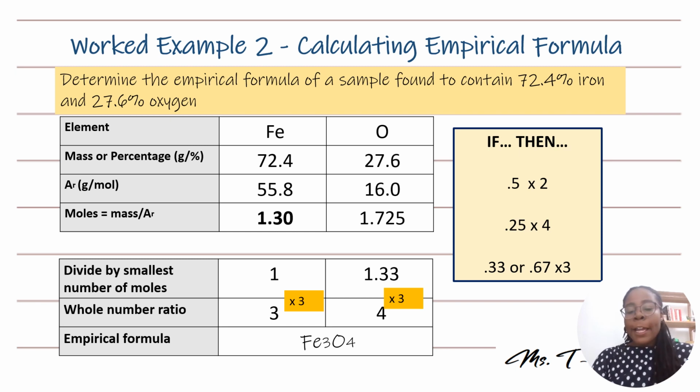In general, if you end up with a number of moles that's around 0.5, then you know you're going to have to multiply it by 2 to get to a whole number. If it's 0.25, you'd multiply it by 4 to get to a whole number. And if, like in this case, it's 0.33 or 0.67, then multiply by 3 to get to the whole number ratio.